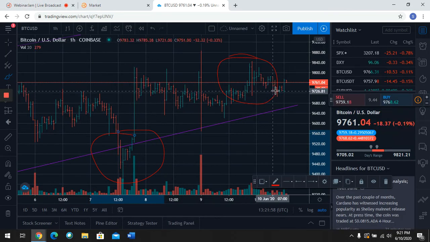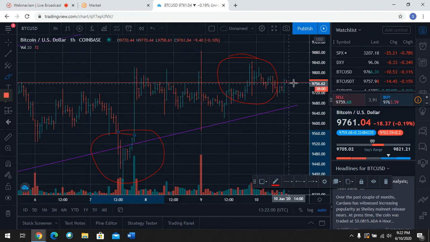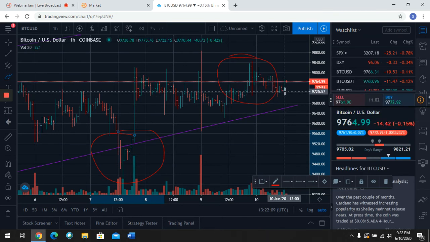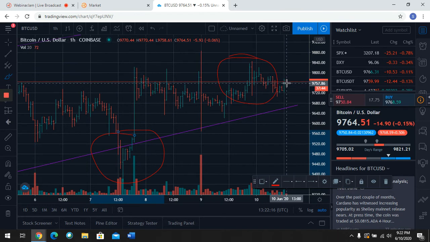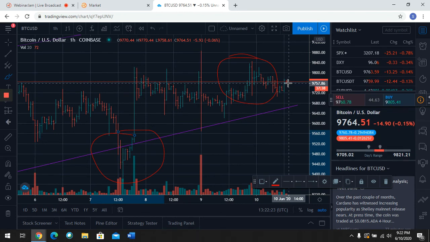Okay, let's see what's happening now. Right now we have a green bar here, but it's trying to come to a very bearish momentum. We can see red color, but the time is not over yet because we are using 1 hour. So this is basically taking at 9 p.m., and this is going to take at 10. So let's see how the price closes.